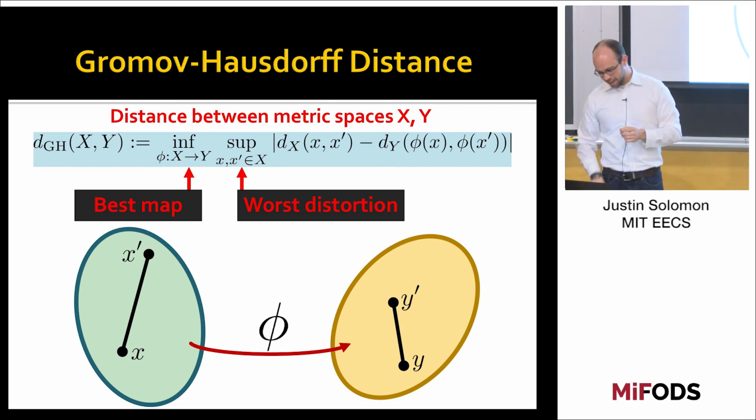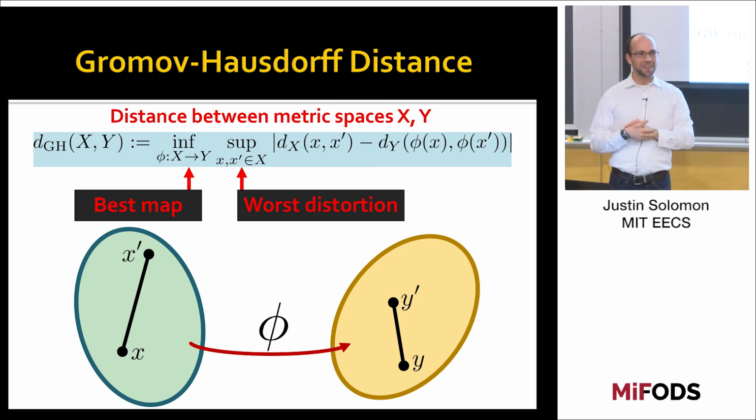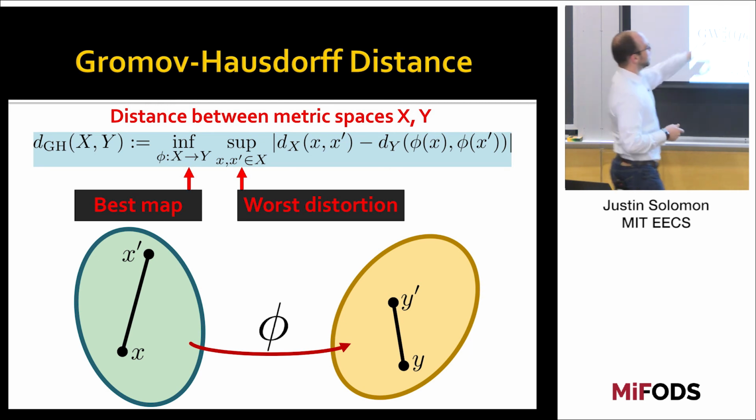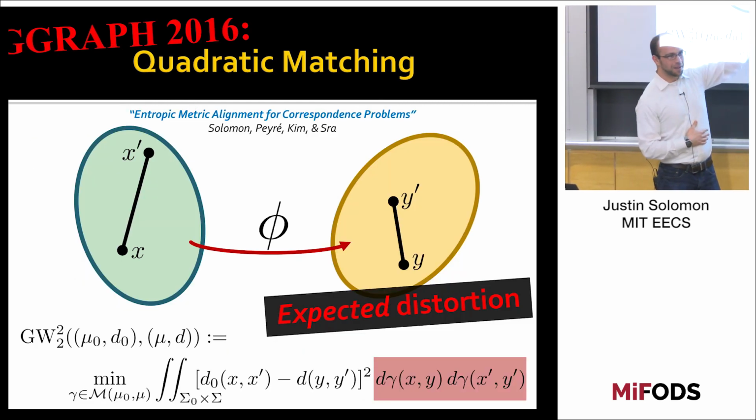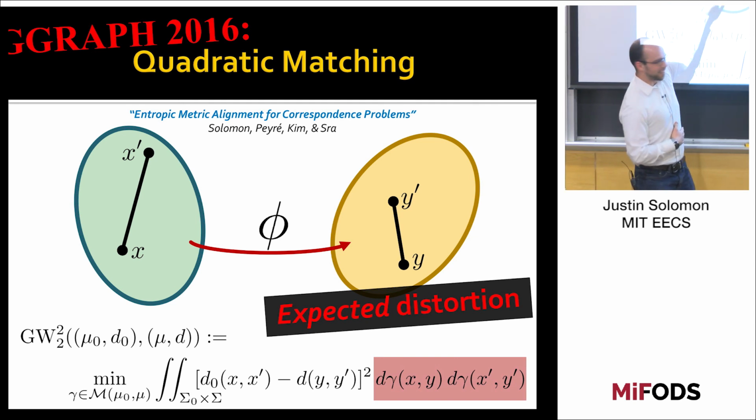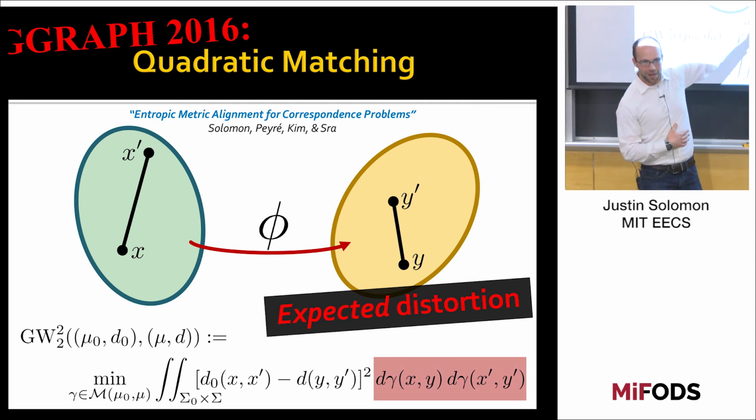So in that case, this is the regime of quadratic assignment instead of linear assignment, where you're saying if x goes to y, and x prime goes to y prime, then the distance from x to x prime should resemble the distance from y to y prime. I know that sentence is kind of hard to parse.